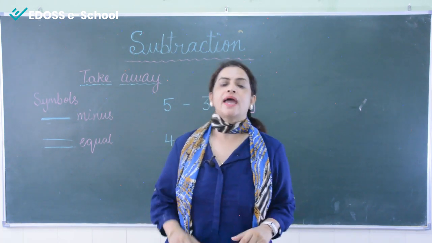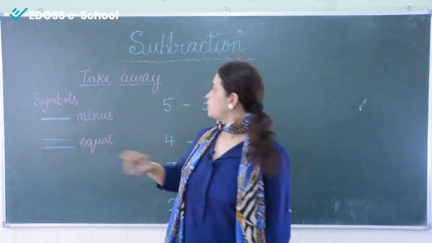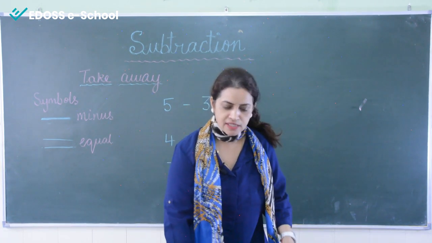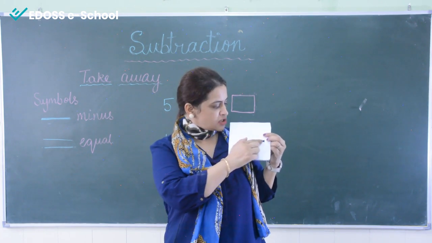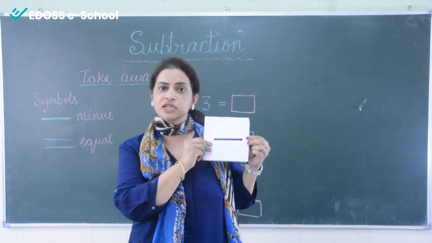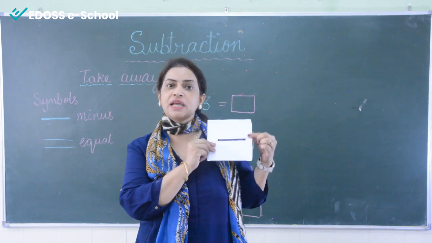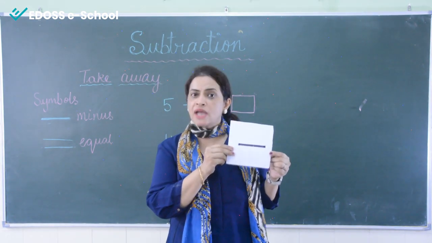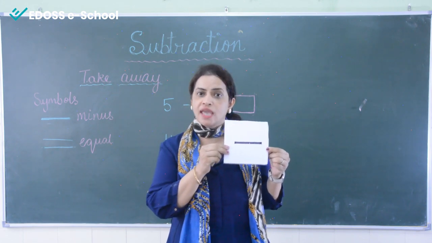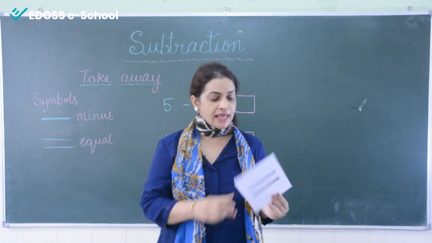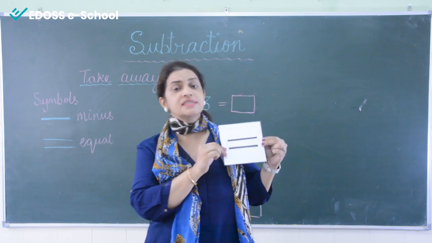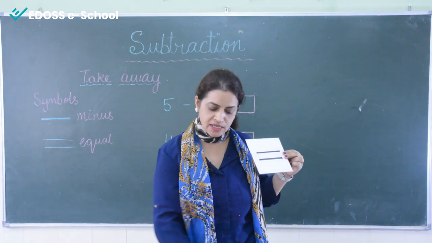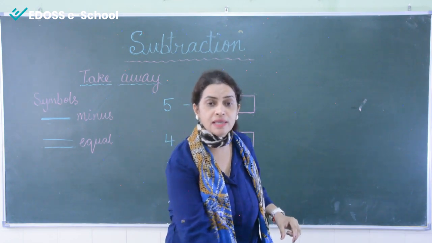So children, you have to remember 2 important symbols in subtraction. One is the minus sign. This is how it looks. This is just a horizontal line. It looks like a sleeping line, and it is called the minus sign, or the subtraction sign, or the take away sign. And the second symbol is the equal to sign. So you have to remember these 2 symbols while doing subtraction.